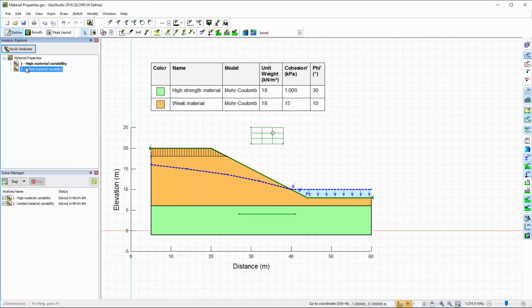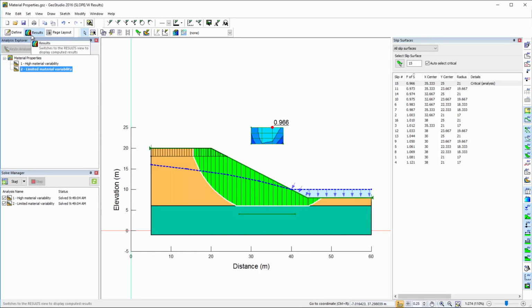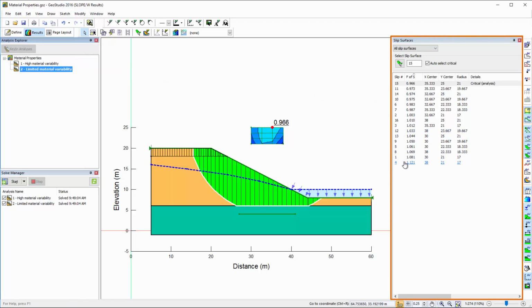In the second analysis, I assumed that the slip surfaces will not penetrate this higher strength material and changed the bottom portion of the domain to impenetrable bedrock. The results of this analysis show that all of the slip surfaces are valid. You will also see that the computed values for factor of safety are much lower than the first analysis.